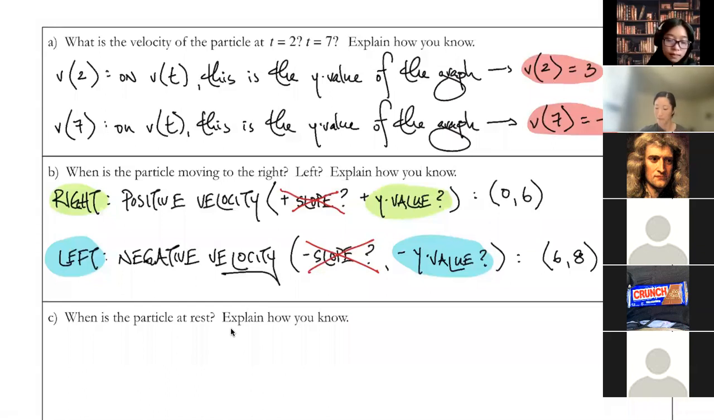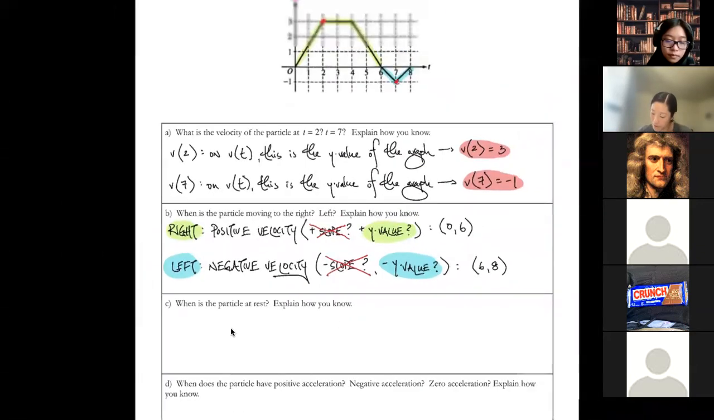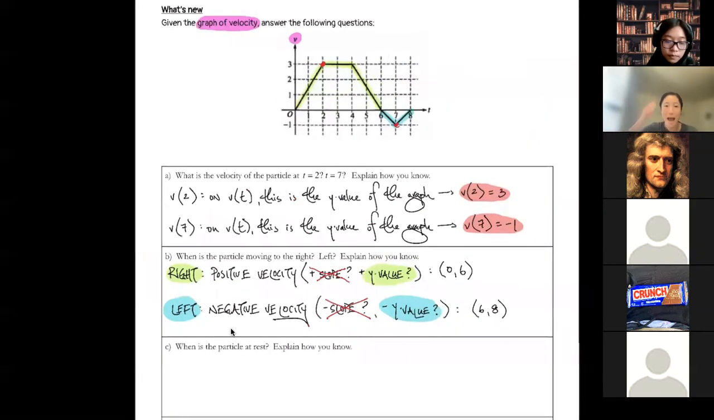Okay. All right. So take a stab at question C. When is the particle at rest? And explain how you know.